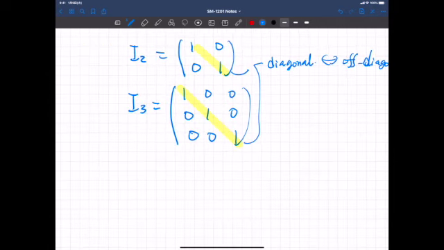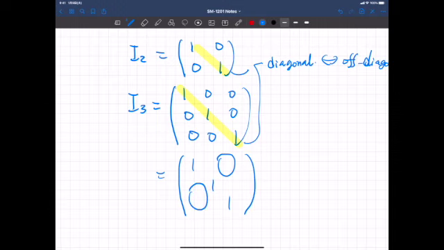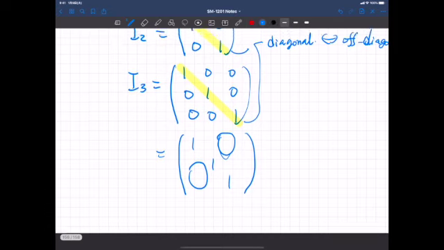Sometimes we write this way. So I3 is 1, 1, 1, and big 0. Big 0 means everything off diagonal is 0. Okay, so that's the identity matrix.